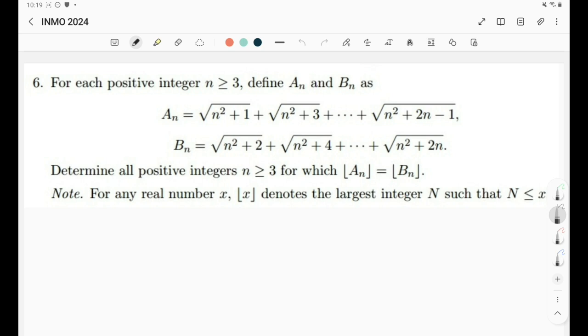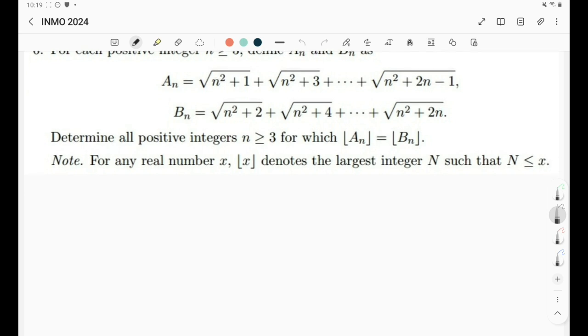As you know, the floor function is just the largest integer n such that x is greater than or equal to n. So for example, the floor of 3.4 is just 3. The floor of 0.5 is just 0. And one thing you should know is we can write any number as its floor plus the fractional part of it. The fractional part is just a quantity between 0 and 1. It should be strictly less than 1 and greater than or equal to 0. This is the fractional part.